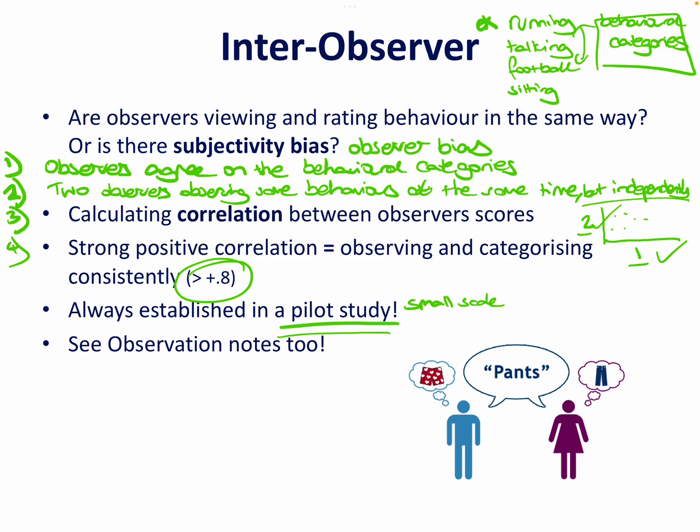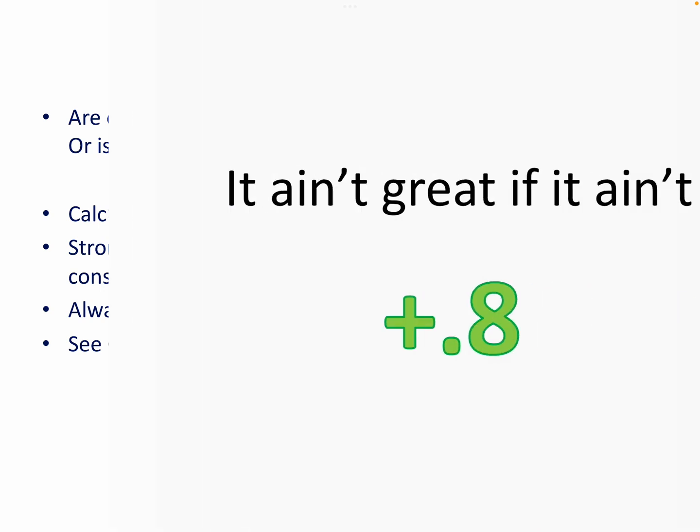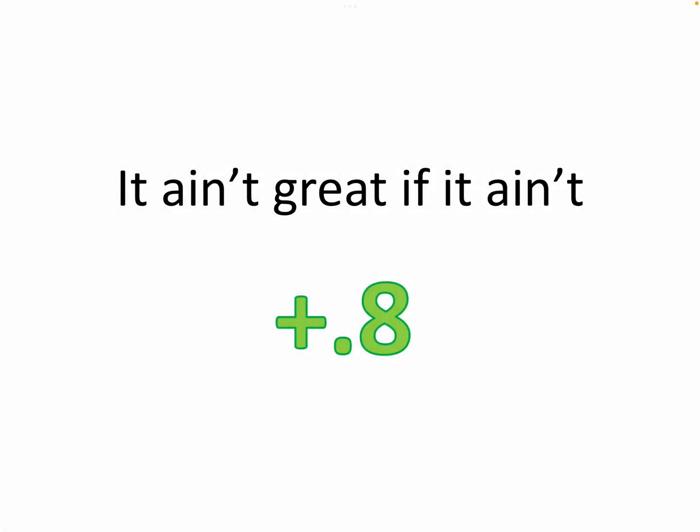All right, so the key phrase that you're going to hear us say over and over and over again, it ain't great if it ain't 0.8. For all of these measures of reliability, we're looking for a correlation coefficient of plus 0.8 or greater. If we get that magical figure, then it means that our measure is reliable and we can claim reliability.